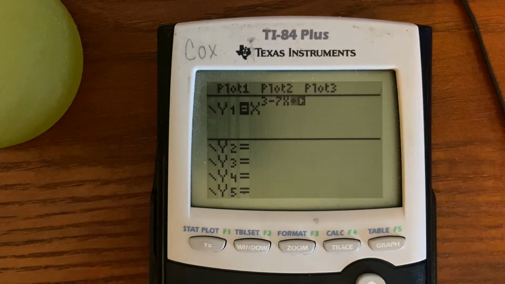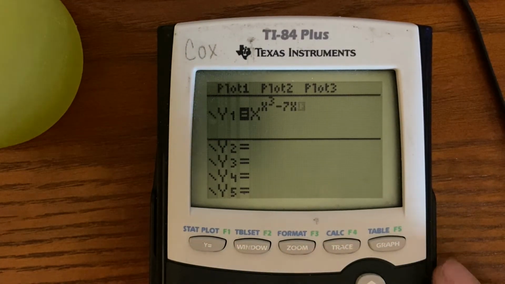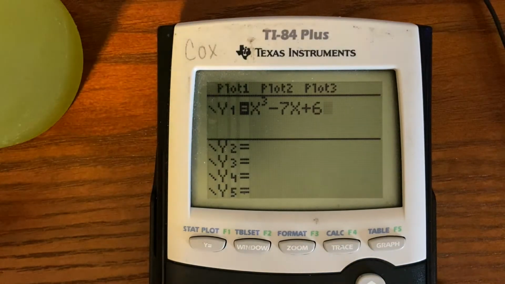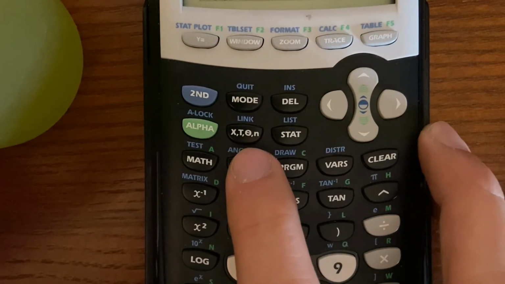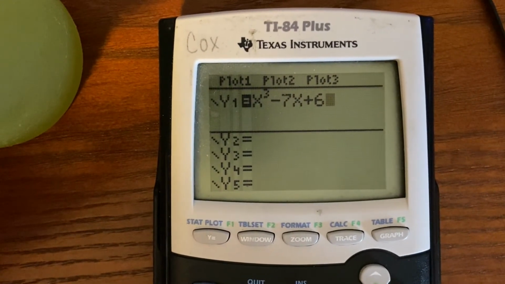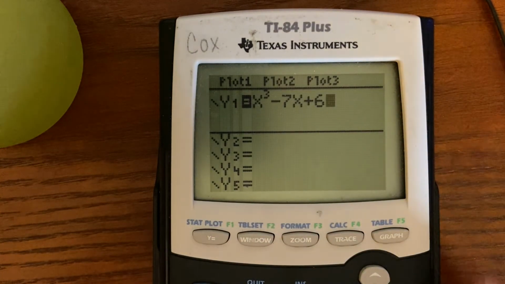And whoa, that's not right. Let's try this again. X cubed minus 7x. Try this one more time. X cubed minus 7x plus 6. And I'm being careful to use this X,T,theta,n key as my variable. In my experience, that seems to be the only way that the calculator will really cooperate with entering a variable in. But once I have it put in, I'm just going to press graph.